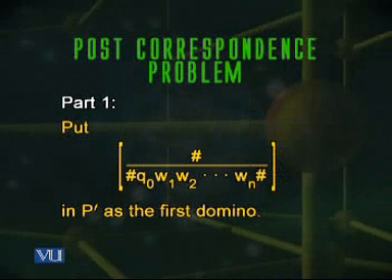What we will do is we will make a domino which has a hash sign at the top and hash sign followed by Q naught, W1, W2, all the way up to Wn, followed by another hash sign at the bottom. So part 1 is to put this domino in your collection. What does the bottom part of this domino remind you of? You're right, that is the initial configuration of this Turing machine M on the input W.